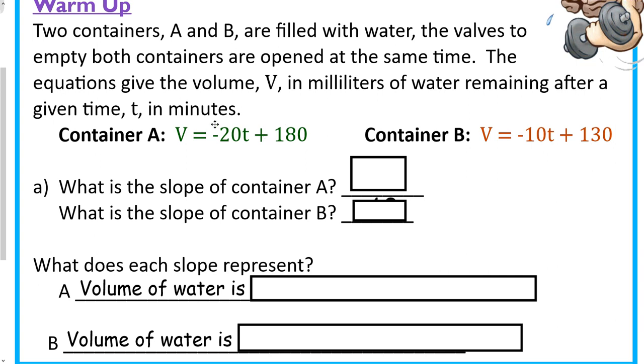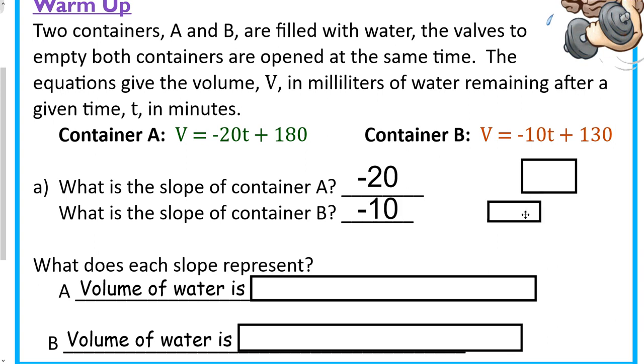All right, so the m is the slope, which is going to be the speed of the water leaving the container, and then our 180 is our b, which is our y-intercept, or the initial amount. So right away you can see that this container is going to have 180 milliliters in it to start off, and the water is leaving at 20 milliliters per minute. All right, so slope of A is negative 20, and the slope of B is going to be negative 10.